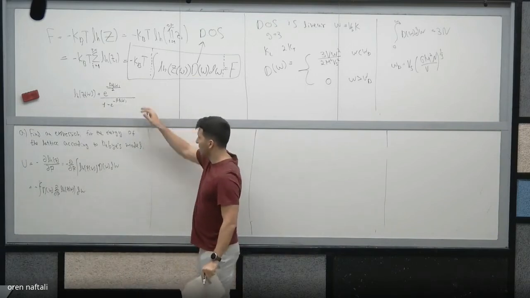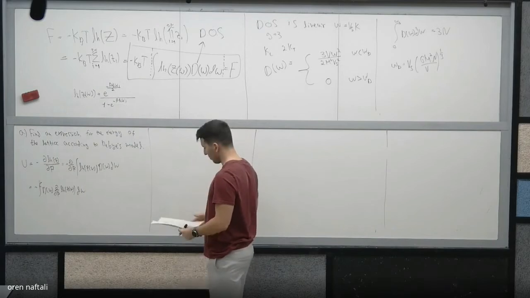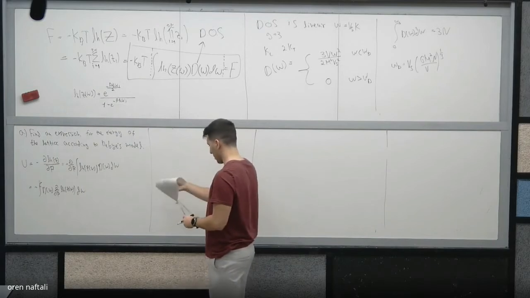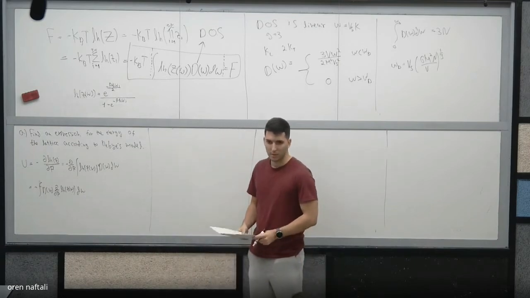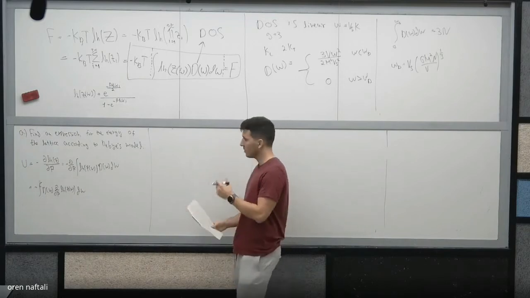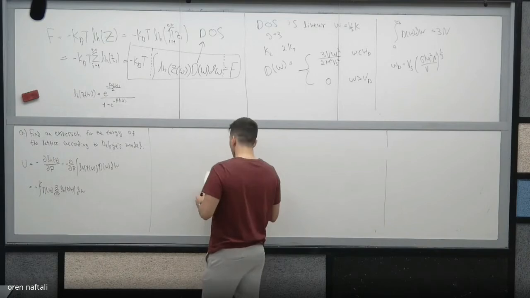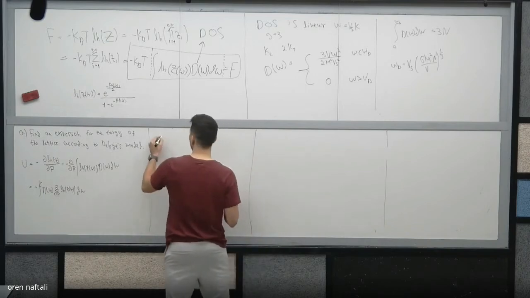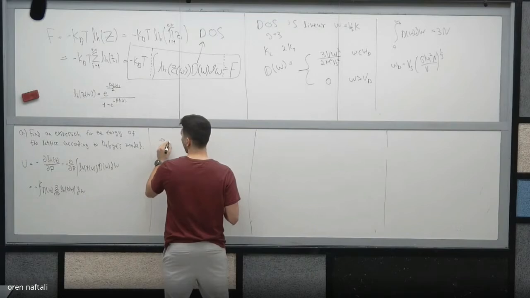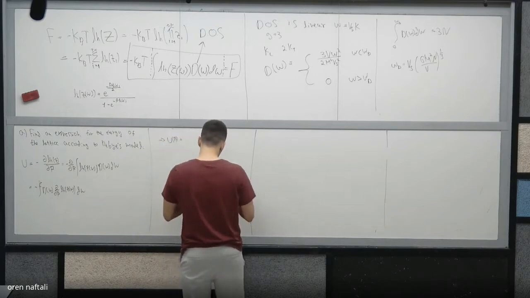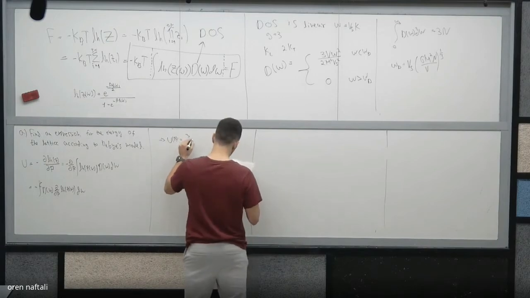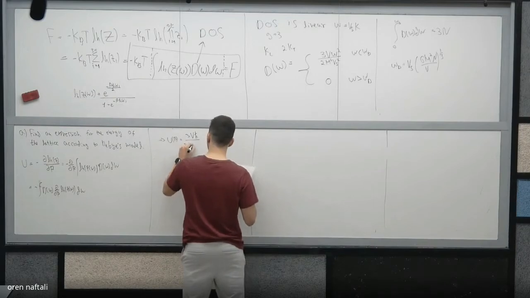Okay, so we need to take the derivative of this. I can do it, but do you want me to do it, or is it okay if I just write the answer? Good. So this is just U and beta, just 3 volume h bar divided by squared.